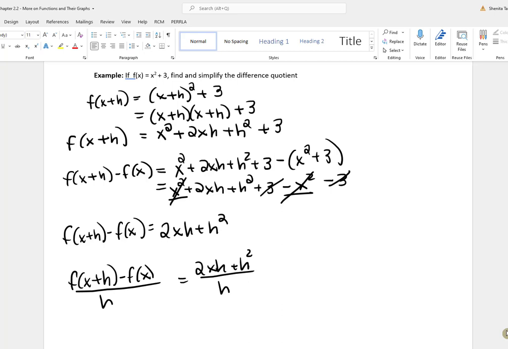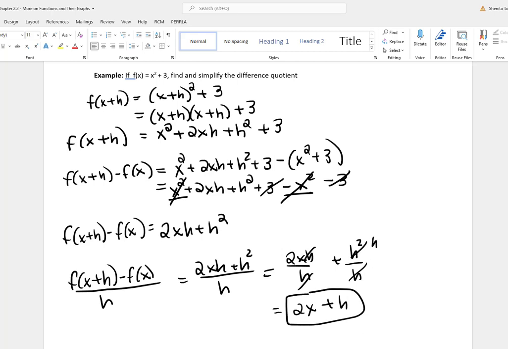Divide by h. So you can split it up if you want to. Divide each one by h. So these h's cancel out here. I'm left with a 2x. And this h would cancel out with an h here. I'm left with an h. So my final answer is 2x plus h.